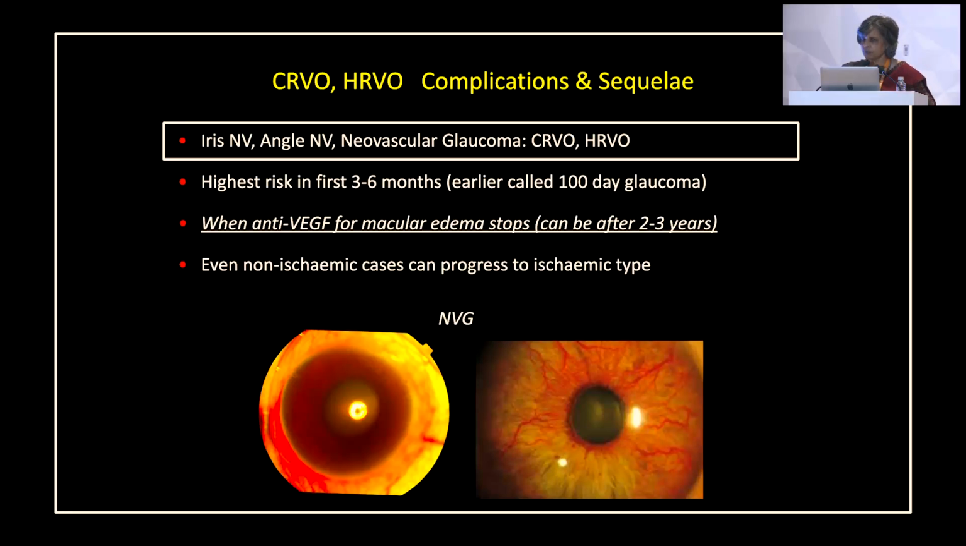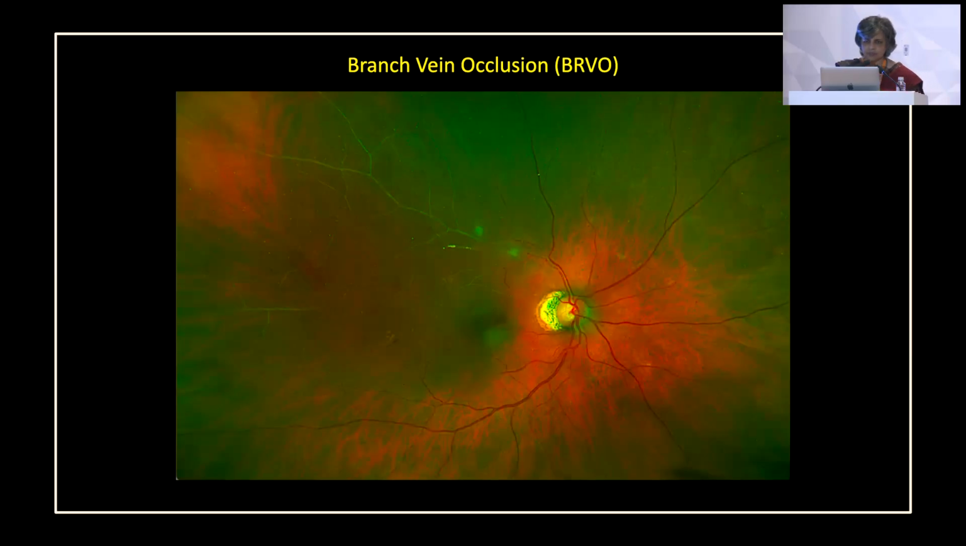And even the non-ischemic cases are not safe. Often they progress to ischemic CRVO and go into NVG. So once you see a CRVO, they are not safe. For life, they are not safe. They have to be monitored for NVG.